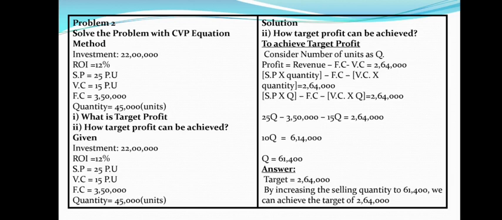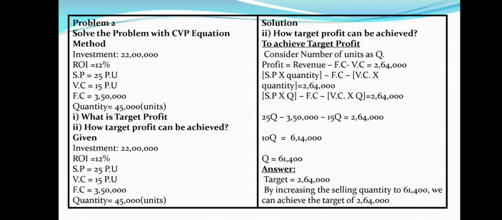So selling price is 25 per unit, into quantity, minus fixed cost 3,50,000, minus variable cost 15 per unit, so 15Q, equal to 2,64,000, that is the target profit. So now equating this, we are getting quantity equal to 61,400. So to achieve the target profit of 2,64,000, we need to sell 61,400 units.